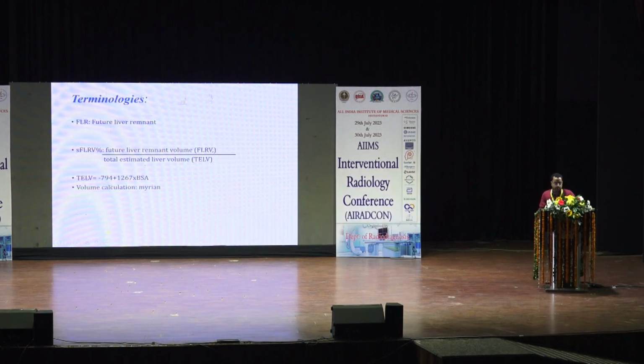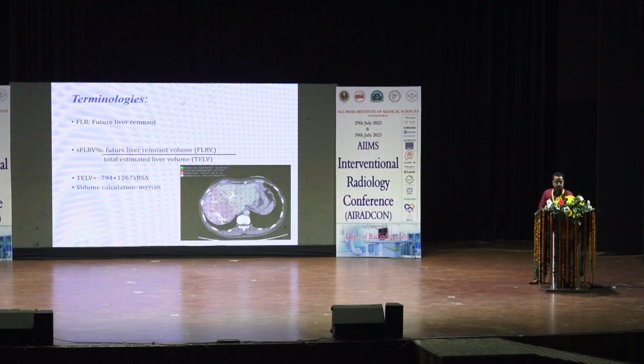The total estimated liver volume is calculated by a formula: minus 794 plus 1267 times body surface area, with body surface area calculated by standardized formulas. For volume calculation, you can use routine CT scan post-processing, or a more dedicated and accurate software called Myrian. This volumetry has been done in Myrian software, where you can see the right lobe colored in orange. This is the one that is going to be removed from the patient's body after hepatectomy, this is the middle hepatic vein plane, and this is the future liver remnant.